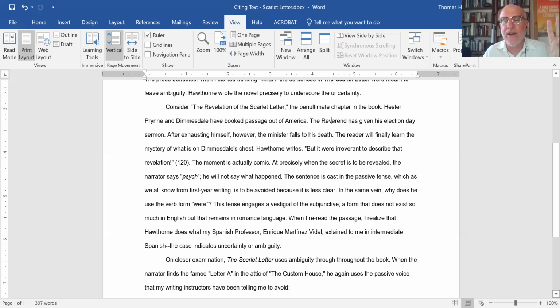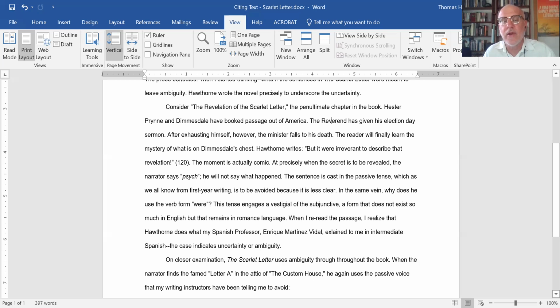So again, I've done four or five things here. I have a thesis going. I've told the reader where in the book I find the quote. I set up the quote. I stitch the quote into my language, and then I interpret what I just quoted. There are five or six things. Then what I'll do in the next paragraph is, on closer examination, the Scarlet Letter uses ambiguity throughout the book. And now we'd go into my second example, the Custom House. So I have one idea leading from the next.